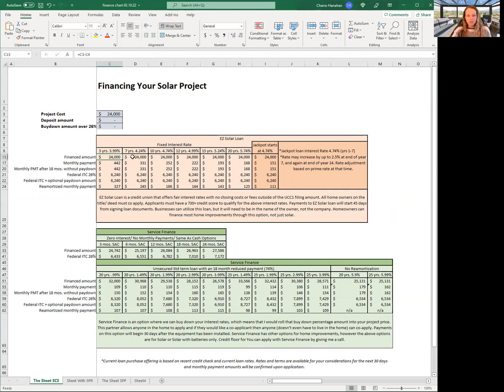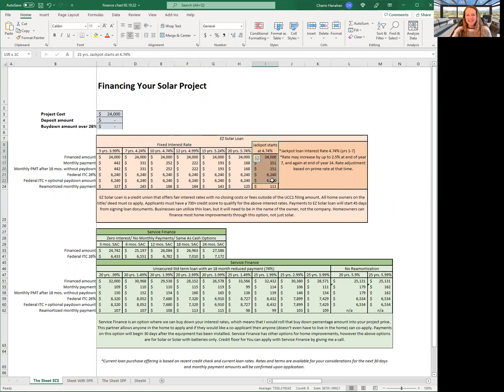Notice that on this option, the financed amount is the same as the cash price. That is because there are no fees. Monthly payments would start on this line, according to which term you decide to go with. They remain the same after 18 months. This is your federal tax credit amount. If you decide to pay it down with a lump sum income tax credit payment, then you can rewrite it one time for free, which changes your payments to this number. These are all fixed interest rates.